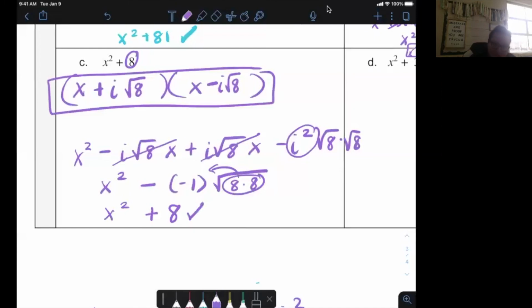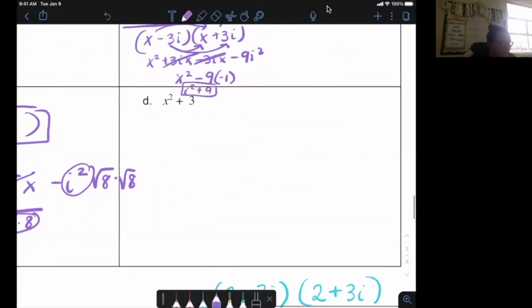And notice these are complex conjugates. x plus i root 8 and x minus i root 8 are the same thing, just with opposite signs in the middle. Now, why don't you try x squared plus 3 on your own? So remember, you're going to do something times something to get x squared, and then the square root of 3 times the square root of 3 to get 3. Go ahead and give it a shot, press pause, and then press play when you're ready to check your work.